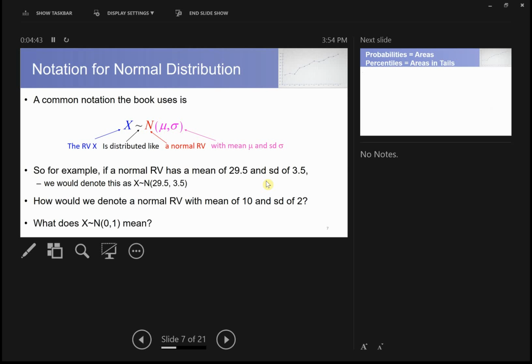What if we go the other way around? So the book, for example, will often say something like this. Suppose it says X tilde N(0,1). What does that mean? How do we interpret that? Want to take a shot?